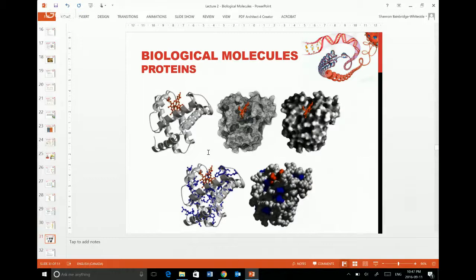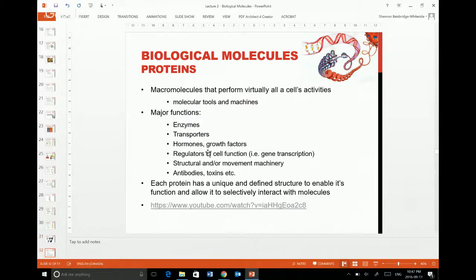And the last class of macromolecules, one that is highly important in this course, is proteins. And this is because these are the macromolecules that are performing virtually all of the cell functions or cell activities. So all of those molecular tools and machines that we saw in the video last week essentially are proteins doing their job.